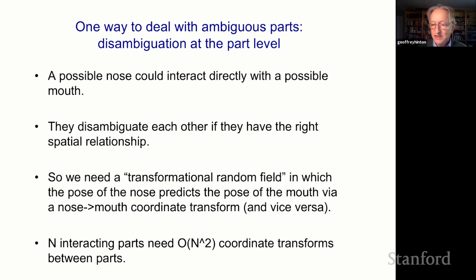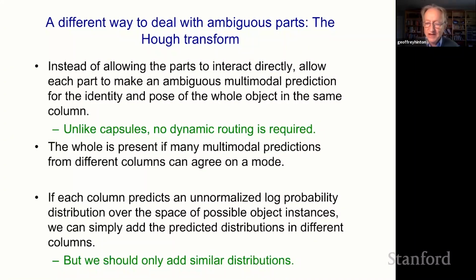There's another way of doing it that's much simpler, that's called a Hough transform. At least it's much simpler if you have a way of representing ambiguity. So instead of these direct interactions between parts like a nose and a mouth, what you're going to do is make each of the parts predict the whole. So the nose can predict the face, and it can predict the pose of the face. And the mouth can also predict the face. Now, these will be in different columns of GLOM, but in one column of GLOM, you'll have a nose predicting a face. In a nearby column, you'll have a mouth predicting a face. And those two faces should be the same if this really is a face.